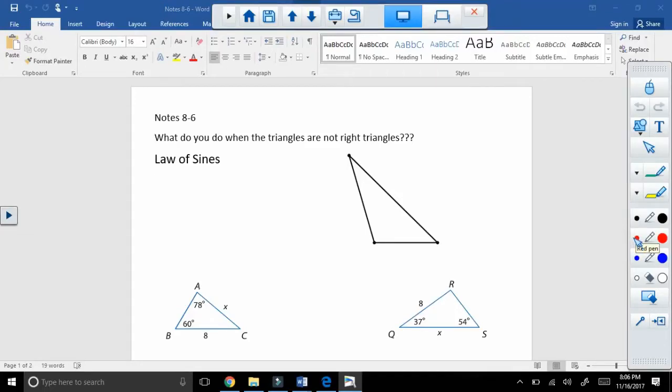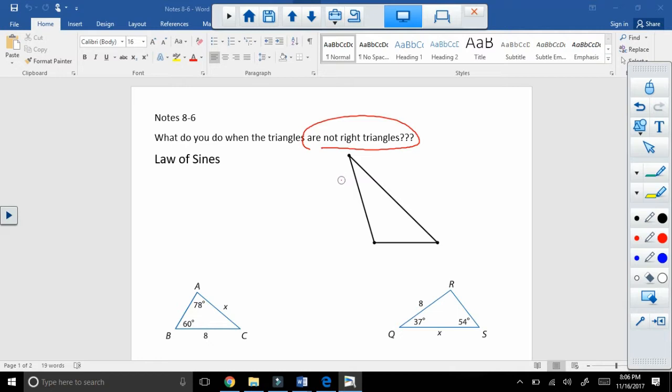So here's the question I know has been keeping all of you guys up at night. You've been so curious, just dying to know what you are going to do to solve for these different angles and these different sides when the triangles are not right triangles. Don't worry, there is a way. I will show that to you today.